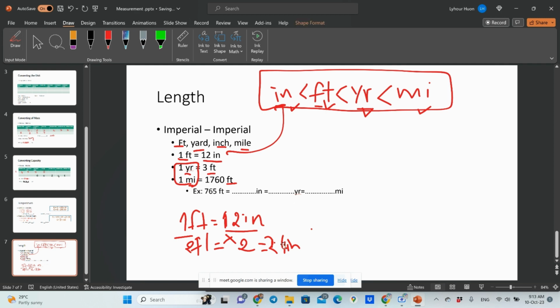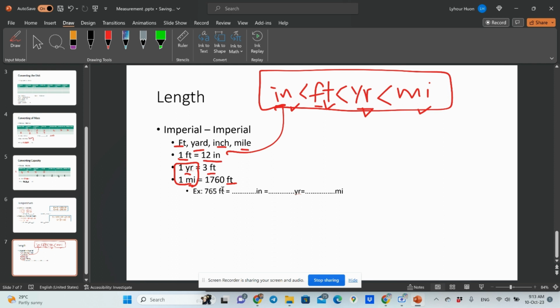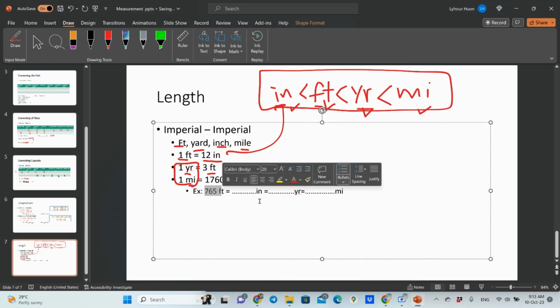Now coming back, how can we convert 765 feet to inches?